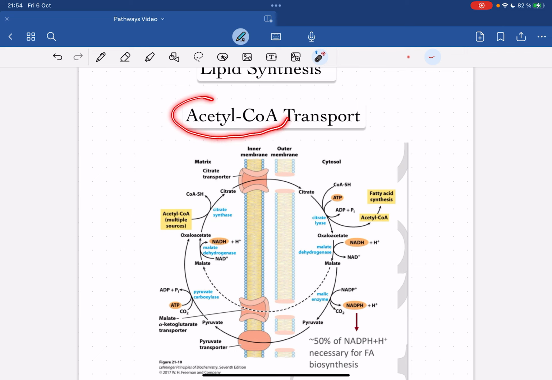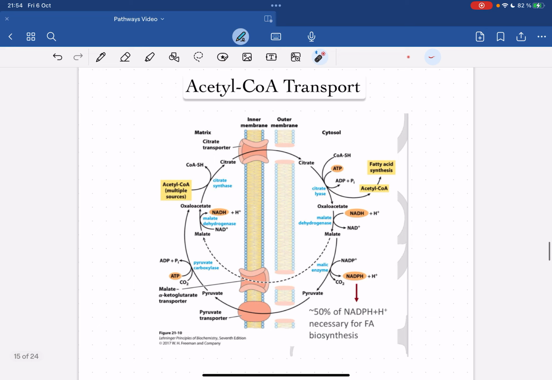Meanwhile, acetyl-CoA is made in the matrix of mitochondria. Remember from colloquium 2, I think, the pyruvate is decarboxylated into acetyl-CoA. And this is done inside of the matrix of mitochondria. So that's why we need to use this shuttle right here in order for us to transport the acetyl-CoA from the matrix of mitochondria into the cytosol.